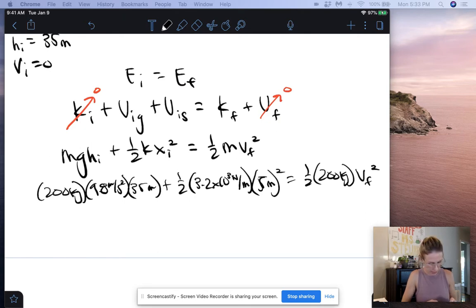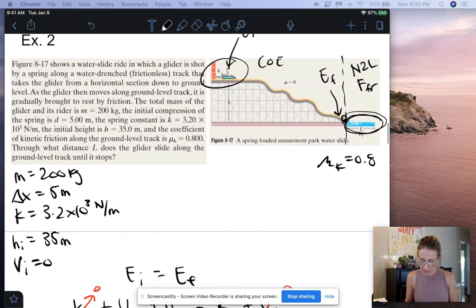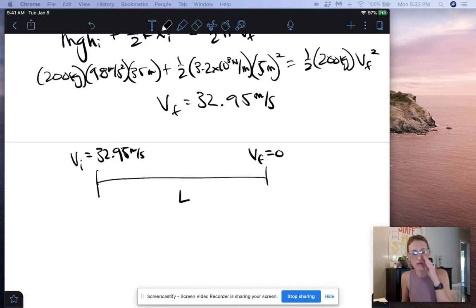And then I'm going to multiply that by 2 to get rid of that 1/2 on the right-hand side, divide by 200, and then take the square root in order to find a final velocity of 32.95 meters per second. So we're not done yet. We just found the final velocity at the bottom. So in this new distance L, the final velocity coming down that slide will become our initial velocity for this slowdown over the distance L. We have 32.95 meters per second for our initial velocity. Final velocity, we know that we slowed to a stop, so that's going to be 0.